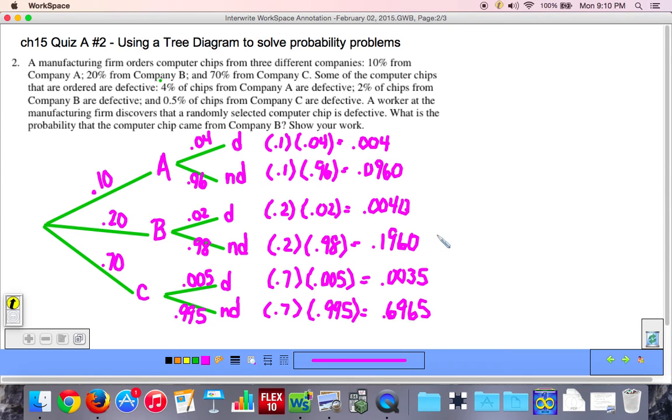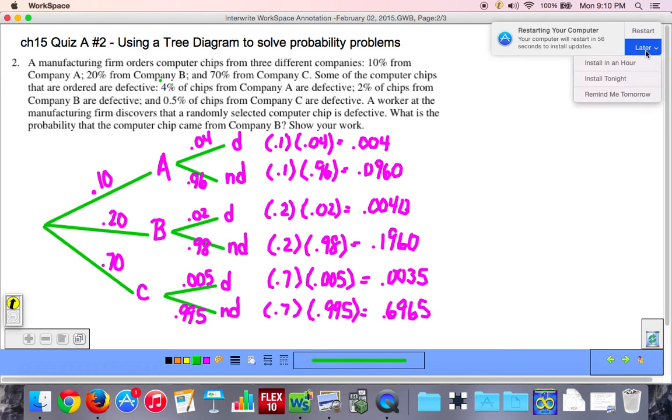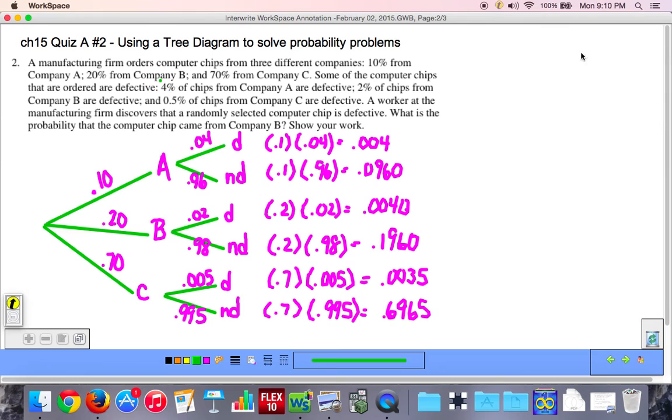Okay, so I want to go back to our question. Hopefully you did read the paragraph, and I'd like to talk about the question. The question is, what is the probability that the computer chip came from company B? Well, you might not know this, but this is a conditional probability. What they're asking us is to find the probability that the chip came from company B, given that we know it's defective. That's the condition. We know it's defective.